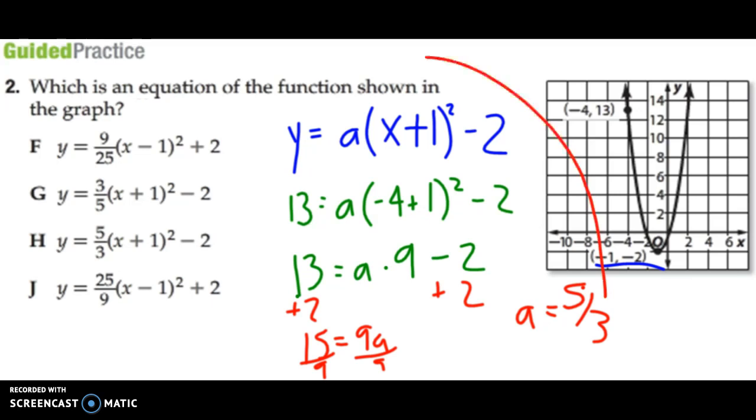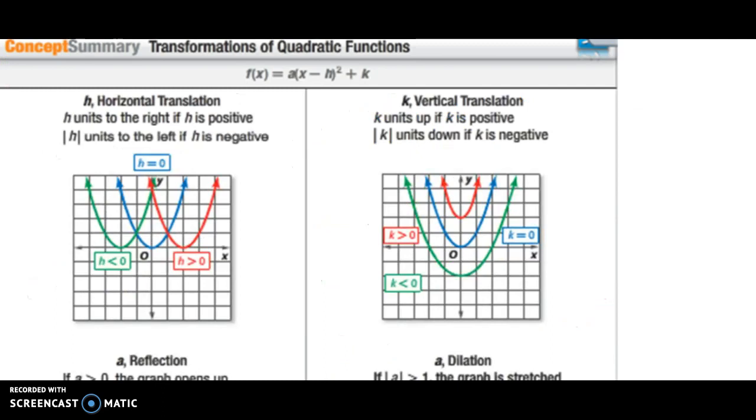Now I know that, put it in for a, and so I get 5/3 times the quantity x plus 1 squared minus 2, which is the correct answer for this guided practice problem. So let's talk about some of those transformations that happen when we have quadratics. First thing you'll notice, when h is positive, I move to the right. When h is negative, I move to the left.